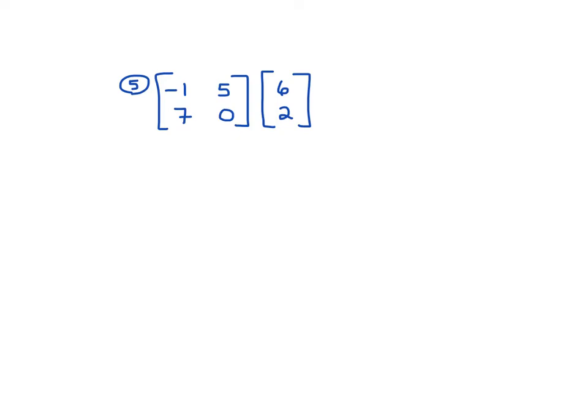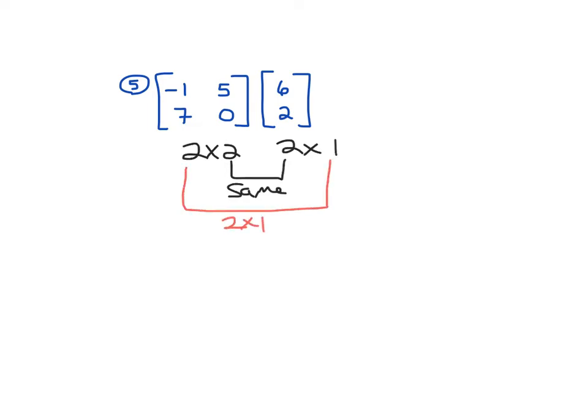We're going to do another example. Again, you should check the dimensions to make sure it's possible. So this is a 2 by 2. Another color. 2 by 2. And this one is a 2 by 1. Notice these two need to match, which they do. It's the same, so I can find the product. And my answer is going to be a 2 by 1.